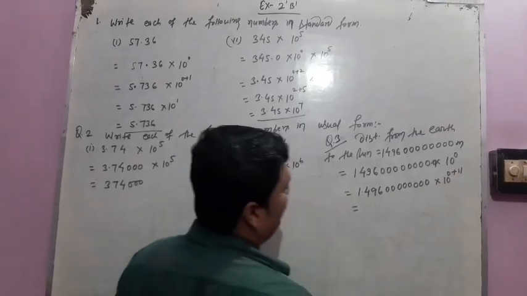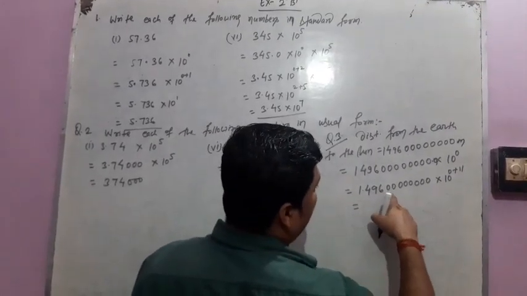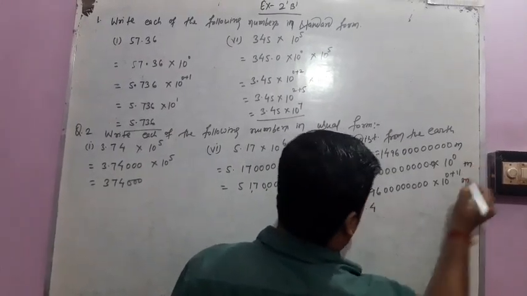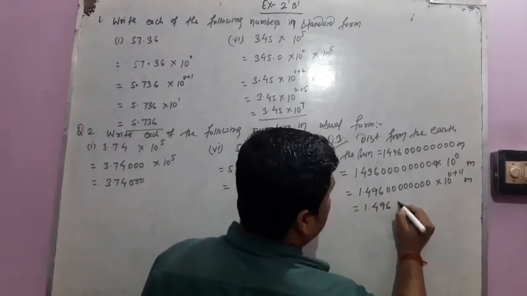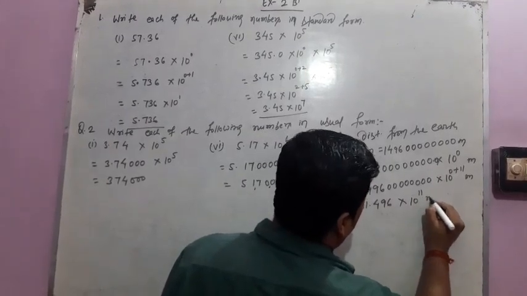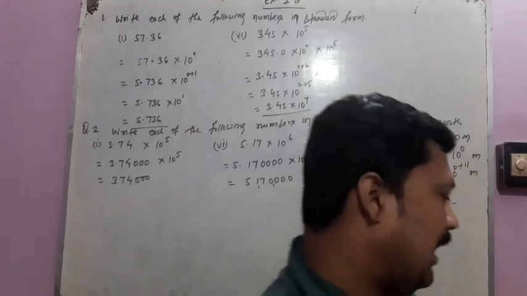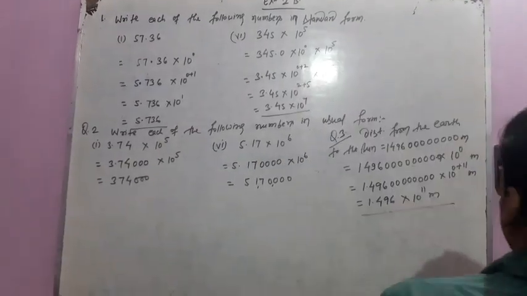It is not necessary to write the zeros, so we can write 1 decimal 496 into 10 to the power 11, and all this we have to write in meters. In this way you can solve question number 3. Now our next question is question number 4. So look here.